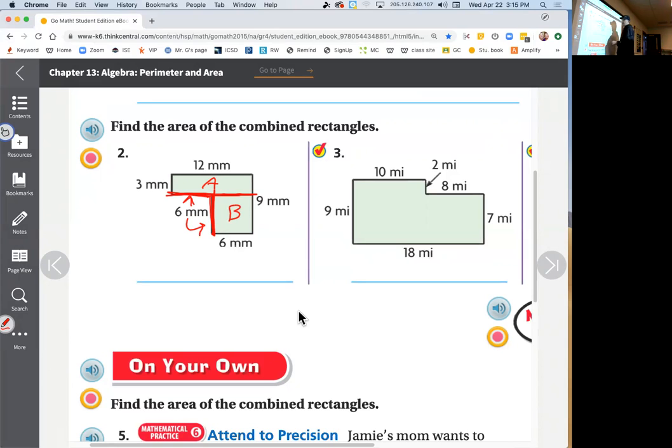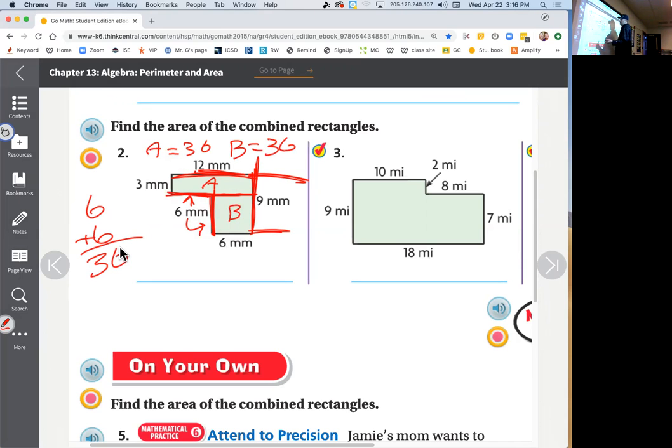So area of A, look at it. The base is 12, and the height is 3. Multiply that out and you get 36 for A. So the area of A is 36. Now let's find B. Is it 9 times 6? No, 9 goes all the way to the top. We don't want all the way to the top. We only want the little one, which is 6, the base, and the height of 6. So that's 36. So the area of B equals 36.